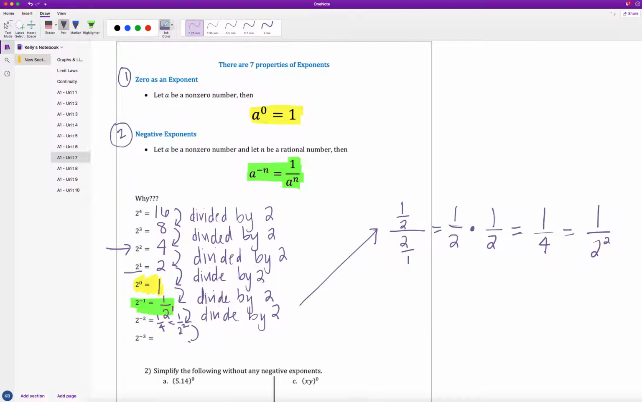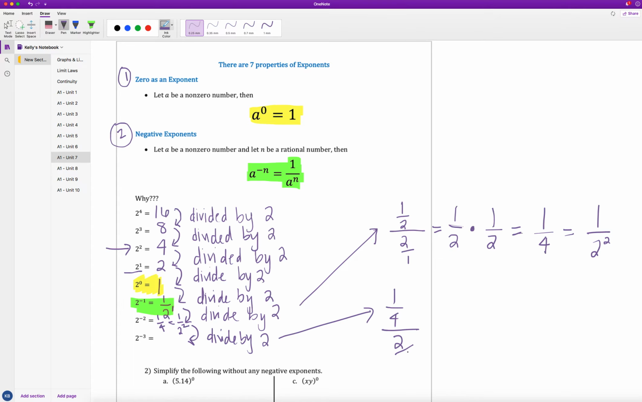Let's do one more just to double check our pattern here. So we would have to divide by 2 again. So now I'm dividing 1/4 by 2. So I'll get 1/4 divided by 2. What would we get if we simplified that down? Why don't you guys pause the video and simplify that on your own first.